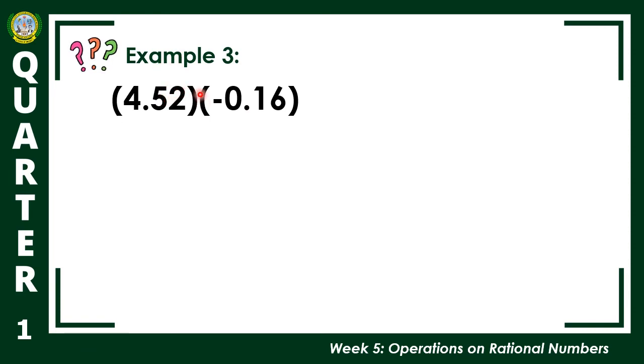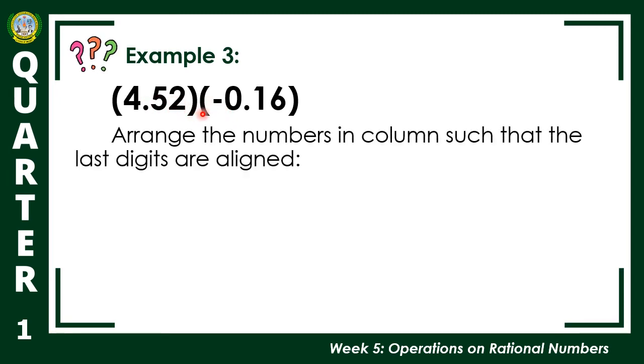Yan. So, let's have here another example for multiplication. So, lagyan naman natin ng sign yung isa para ma-apply natin yung rules ng multiplying signed number. So, we have here positive 4.52 times negative 0.16. So, again, positive times negative will give us a negative product kasi magkaiba sila ng sign. So, tatandaan po yun na negative ang ating product.